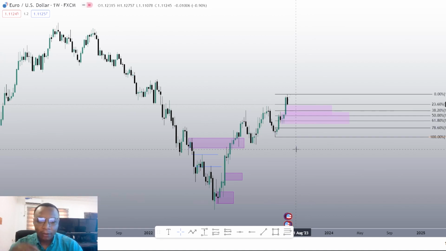Okay, so those are our buy outlooks and our sell outlooks for next week. We expect price to come down, fill up the fair value gap, trade into 50% of this fib level. Okay, so as a day trader, this should be enough for you for the week.